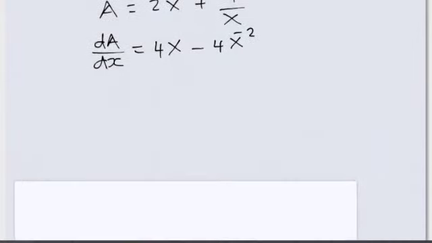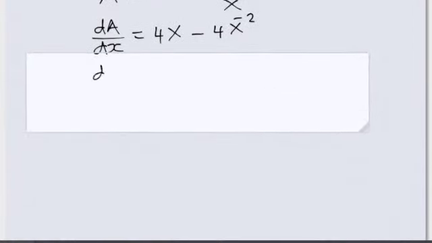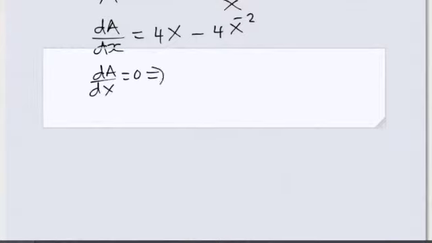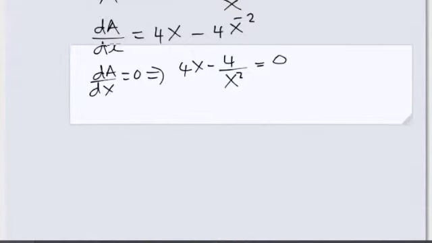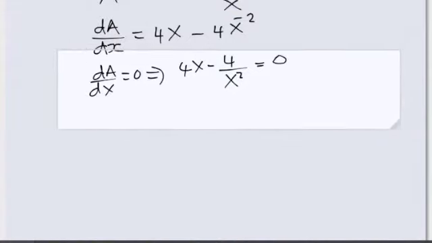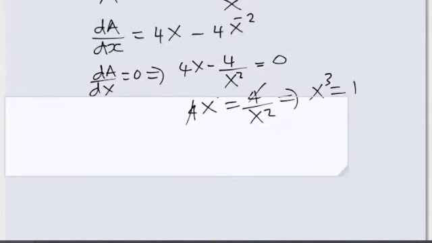If we let dA/dx equal 0 now, then we obtain 4x minus 4 on x squared equals 0. So this equation implies that 4x must equal 4 on x squared. The 4's cancel, which results in x cubed equals 1. Hence x equals 1 is a stationary point.